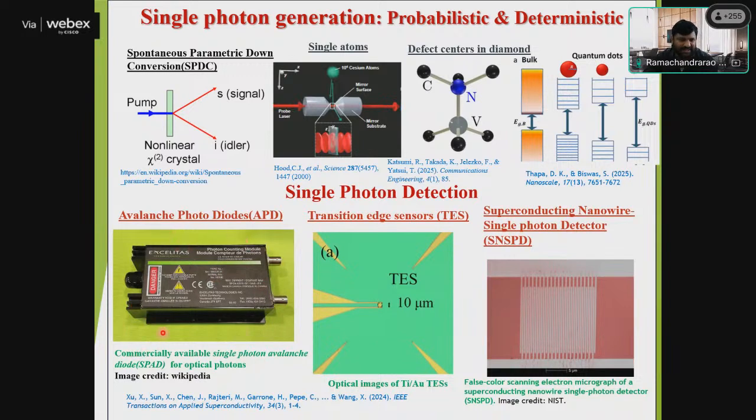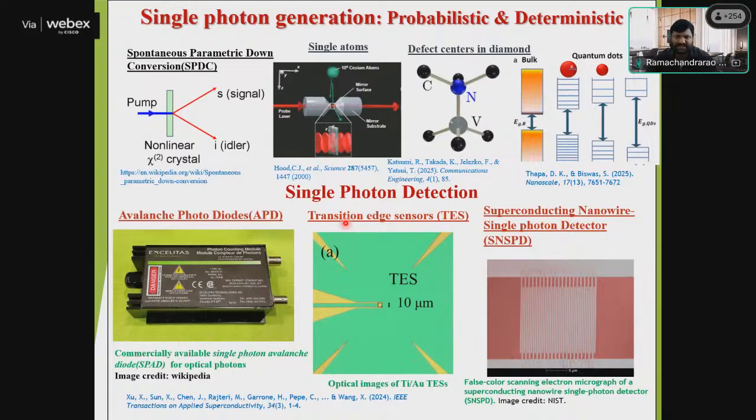We have about three of these counters in our lab, so that we can use them to detect single photons, which I'm going to show you at the end. It generates an electrical pulse. You are counting the electrical pulses, so that consequently gives you how many photons have arrived at the detector.